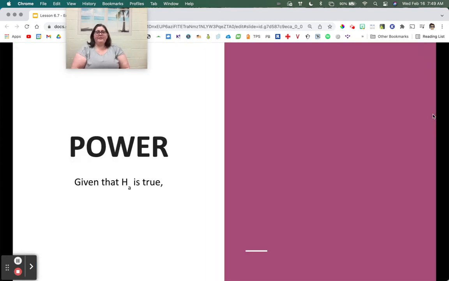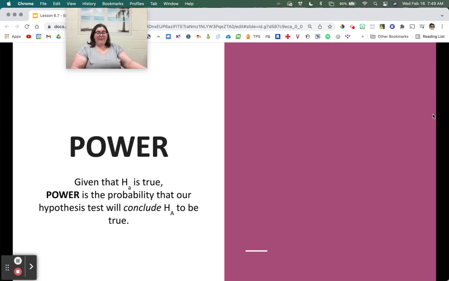So power, by definition, is the idea that given knowing that our alternate is actually true, power is the probability that our hypothesis test will conclude the alternate to be true. So knowing that our alternate is true in a situation where for sure HA is true, power is the probability that our hypothesis test will conclude it to be true.